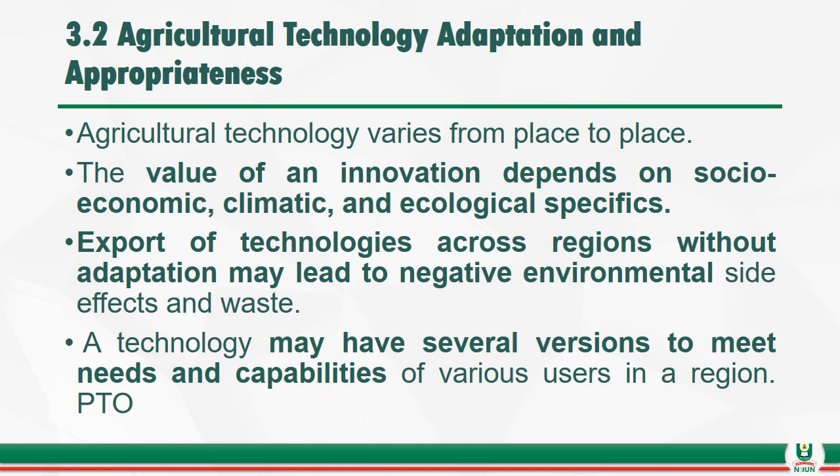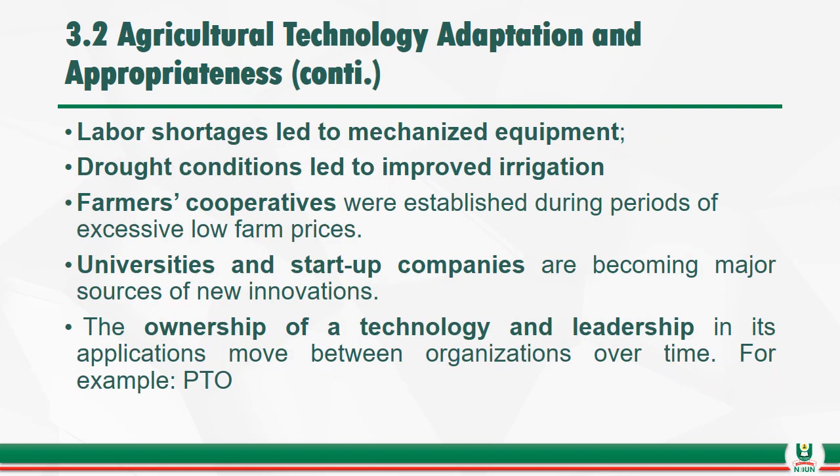Agricultural technology adaptation and appropriateness. Agricultural technology varies from place to place. The value of an innovation depends on socioeconomic, climatic, and ecological specifics. Export of technologies across regions without adaptation may lead to negative environmental side effects and wastage. A technology may have several versions to meet the needs and capabilities of various users. Labor shortages led to mechanized equipment, and of course drought conditions also came about, and these drought conditions led to improved irrigation.